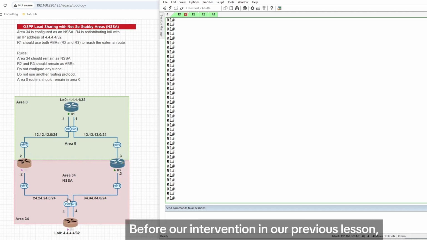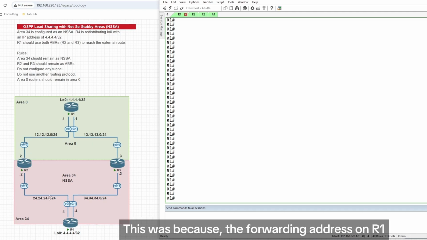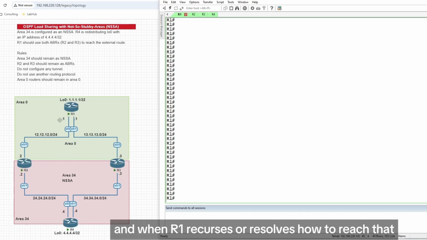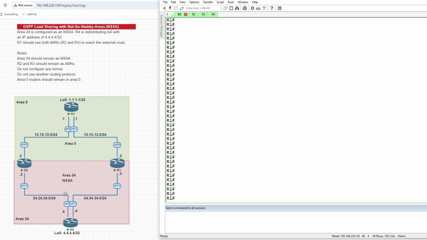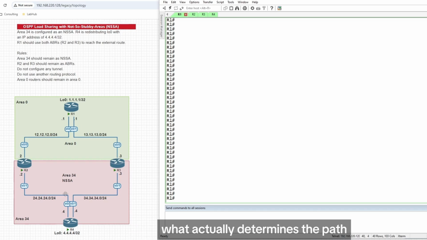Before our intervention in our previous lesson, R1 had a single path to reach R4, and that was the path through R2. This was because the forwarding address on R1 for the type 5 LSA was 24.24.24.4, and when R1 recurses or resolves how to reach that, it went through R2. Recall again, the type 7 to 5 translation in itself is a control plane construct. What actually determines the path the traffic takes is the forwarding address.